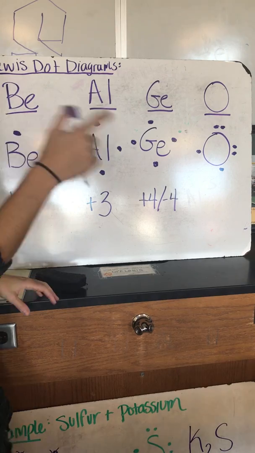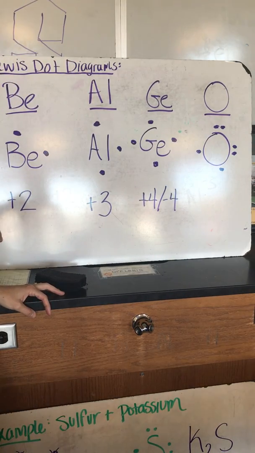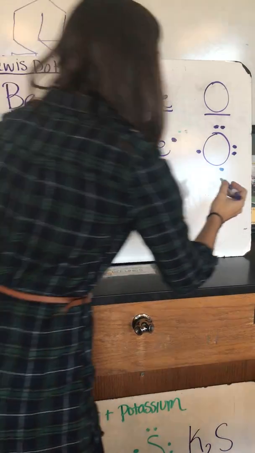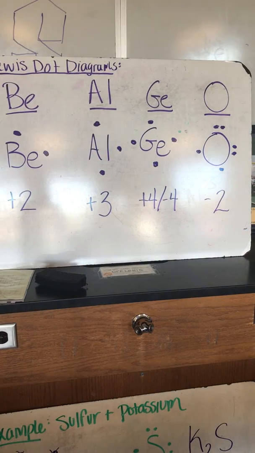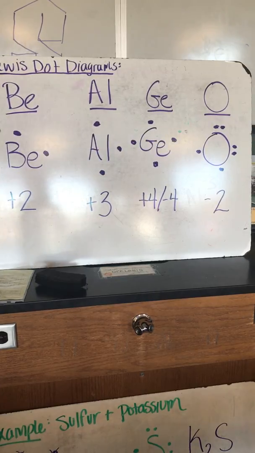And then oxygen, on the other side, we have 6 valence electrons. So if we have 6, we're going to gain 2 electrons. And when we gain 2 electrons, we are going to have a negative charge, and it's going to be negative 2. So your objective, again, is to use the periodic table, determine valence electrons, and draw the Lewis dots, which was here. And then from the Lewis dots, you should be able to give the ionic charge.